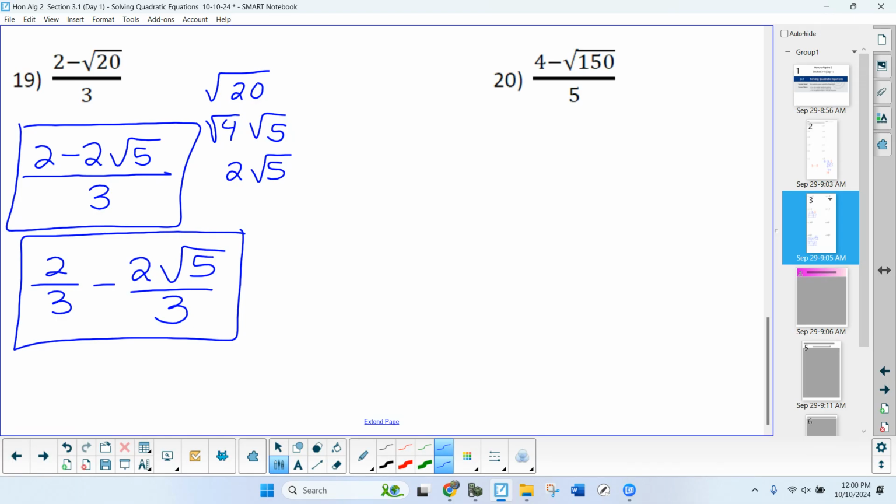All right, same thing with 20. For 20, I'm looking at the square root of 150, and I'm saying, okay, I know that's going to reduce. What number goes into 150 that's a perfect square?